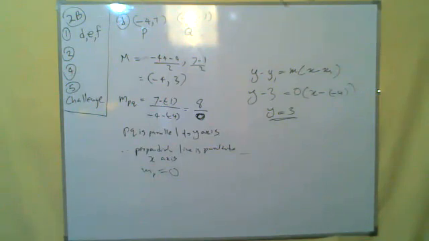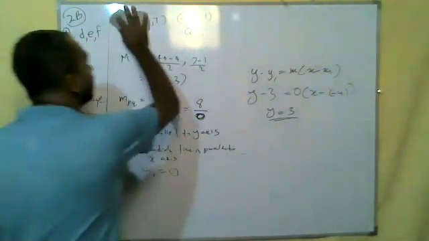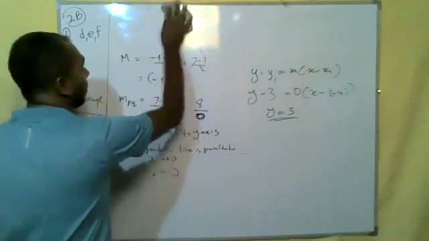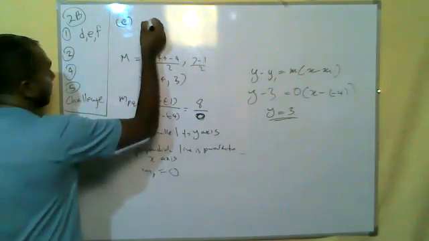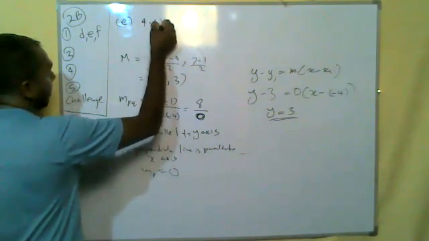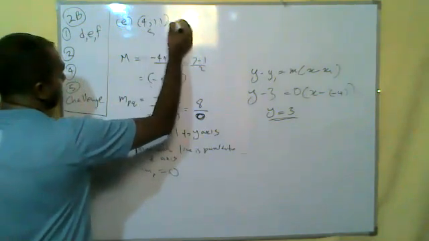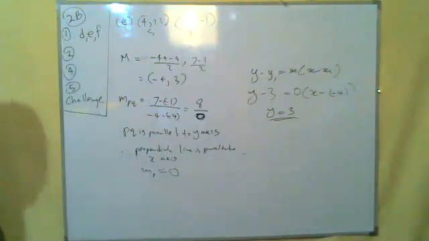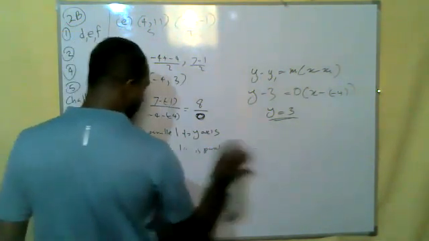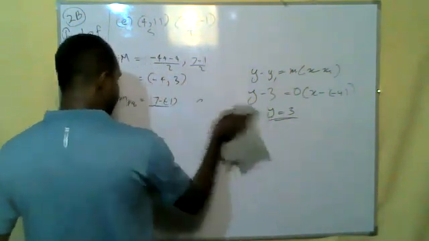What about E? 4, 11 minus 5, minus 1. How to get the perpendicular bisector? Equation of the perpendicular bisector.